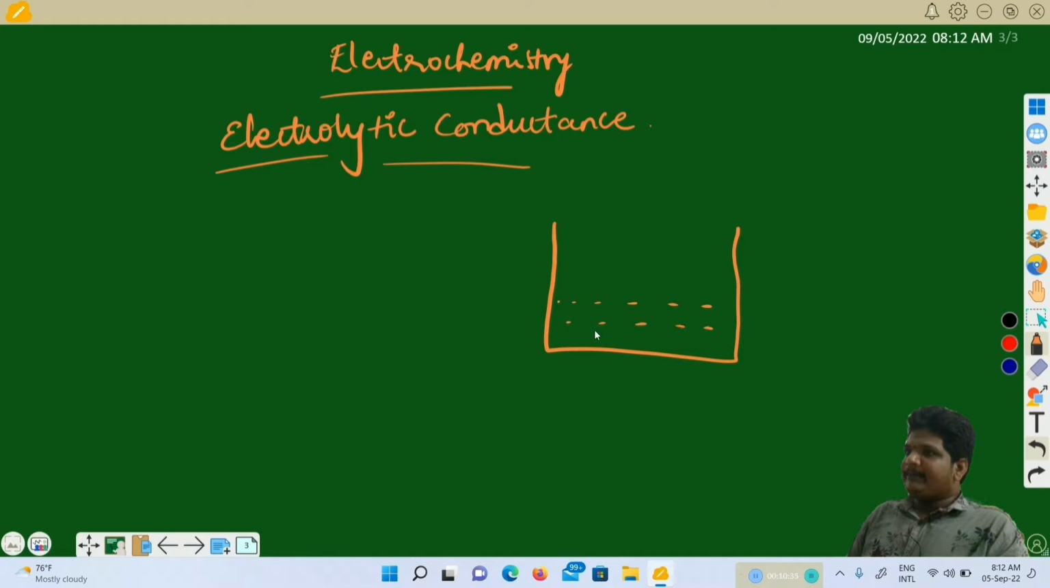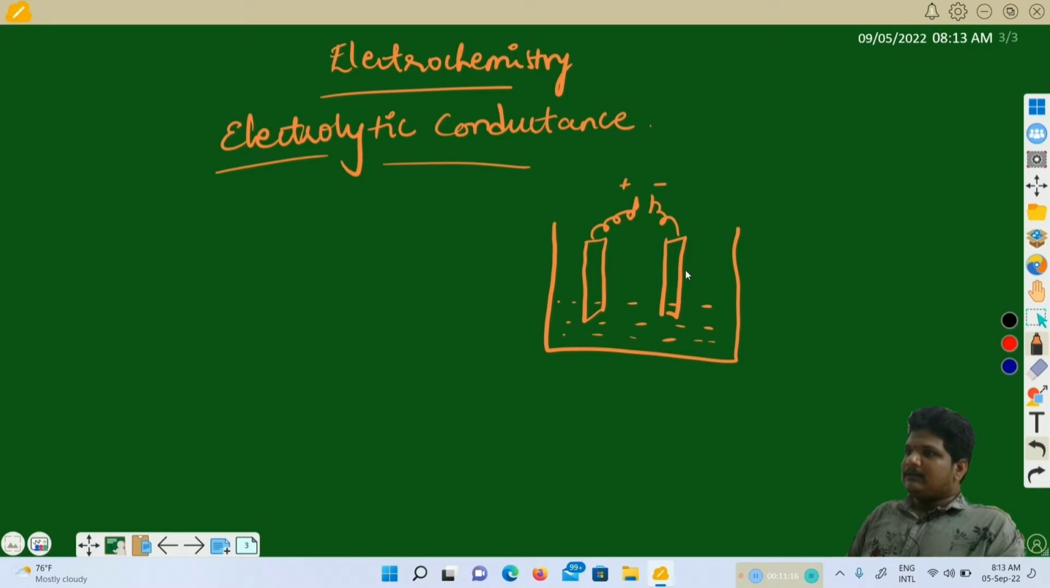So here I am applying a potential difference between these two electrodes. I am connecting these two electrodes to a battery, with a positive terminal and a negative terminal. If I pass the electricity to this solution through these electrodes, the positive ions present in this solution will move towards the negative electrode. So this electrode acts as a cathode.